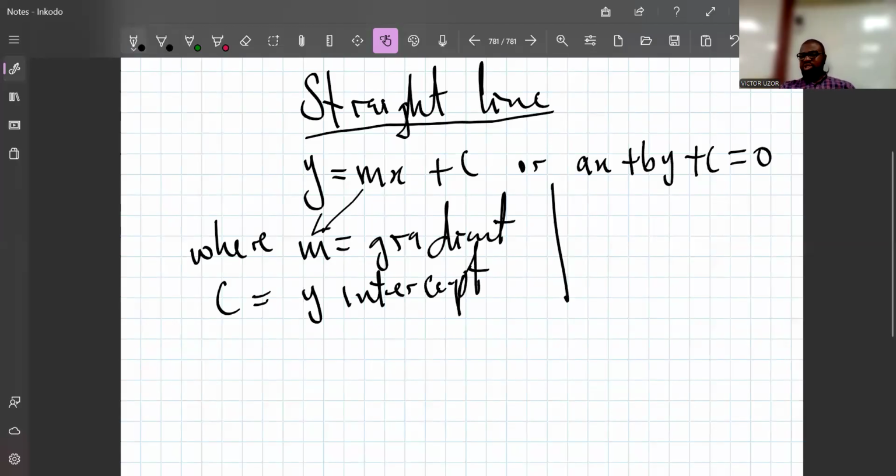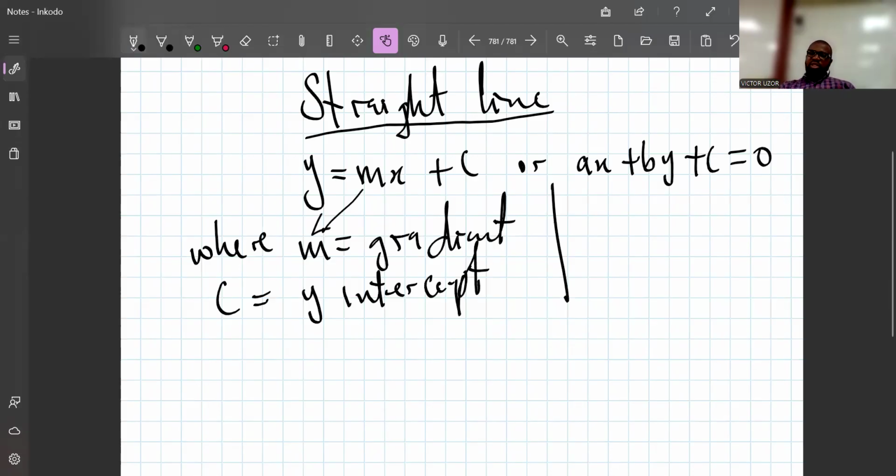The same thing applies to this. The x and y are the variables, the a, b, and c are the coefficients, and c is the constant.